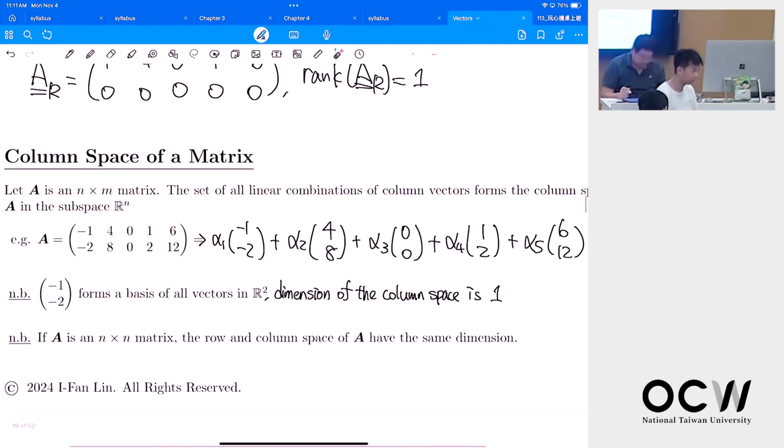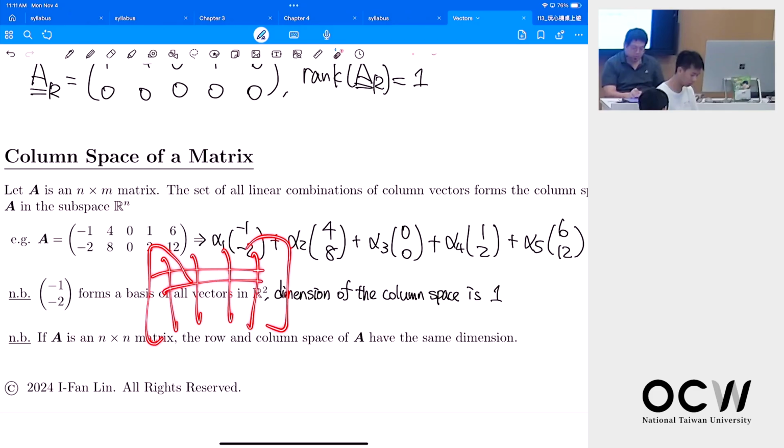And here's a note. If A is a square matrix n by n, then the row and column space of this matrix will have the same dimension because it is square, like 4 by 4. You will also get the 4 elements in either row vector or column vector.